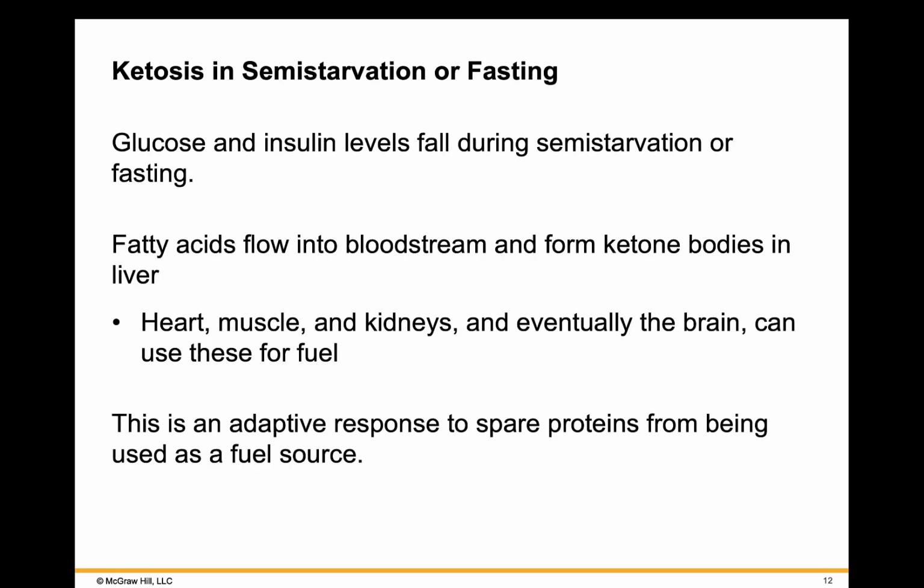Also, we might build ketone bodies in semi-starvation or fasting. During semi-starvation or fasting, glucose and insulin levels fall. Fatty acids flow into the bloodstream and form ketone bodies in the liver. Heart, muscle, and kidneys, and eventually the brain, will get to the point where they can use ketone bodies for fuel. This is an adaptive response to spare proteins from being used as a fuel source. We really do not want to use proteins for energy. That's the last thing we want to use protein for, as remember, protein has so many other functions within the body.